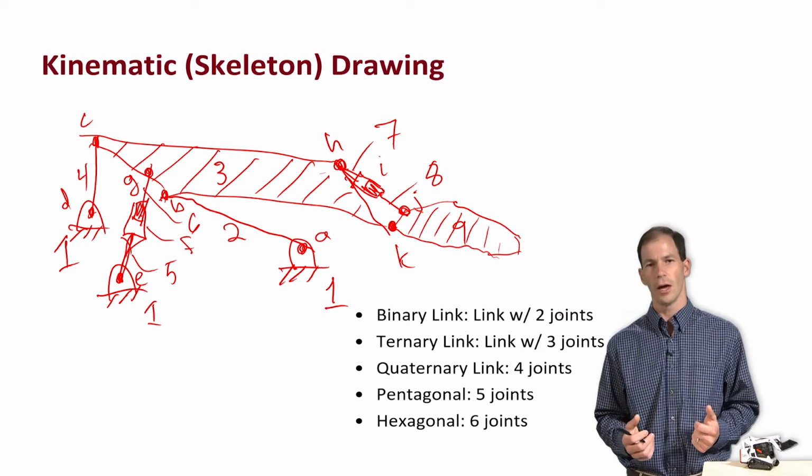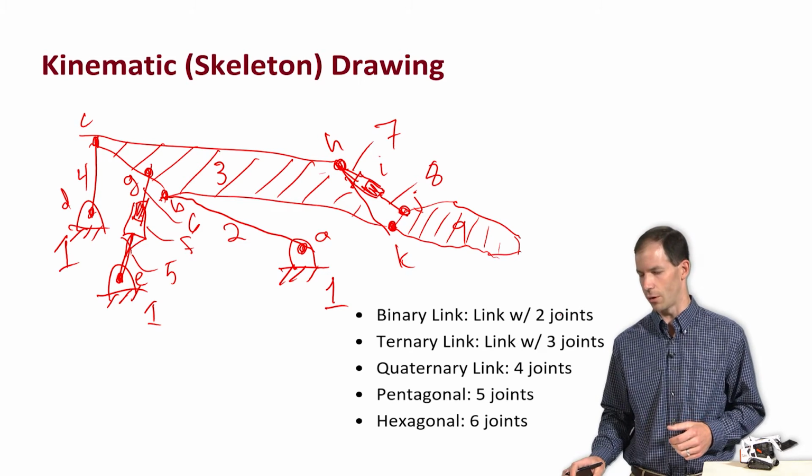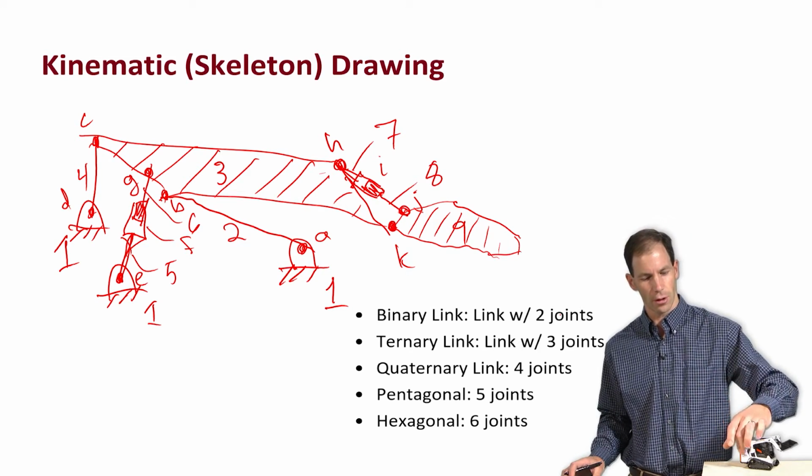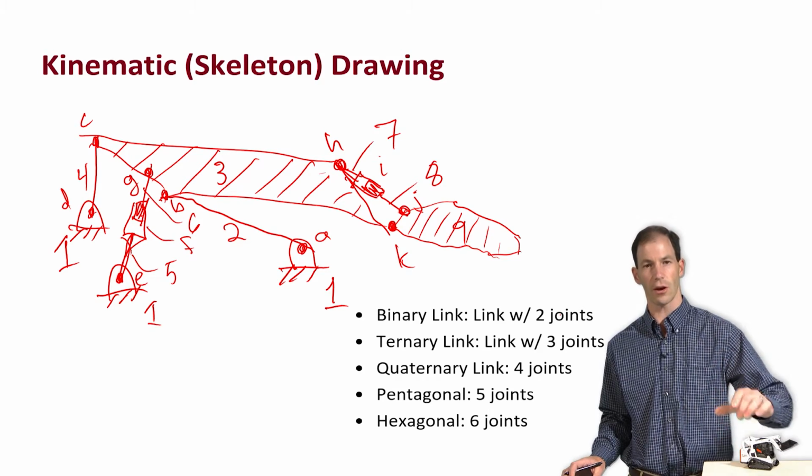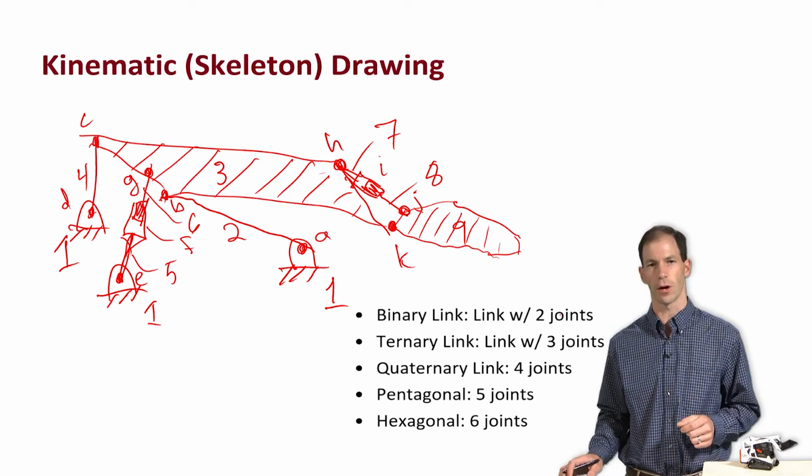Fairly simple. Now let's talk about some different joint types as well. So here we've already found pin joints as well as slider joints. We have lots of other joints as well.